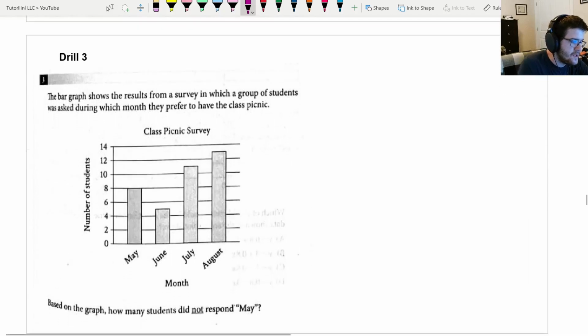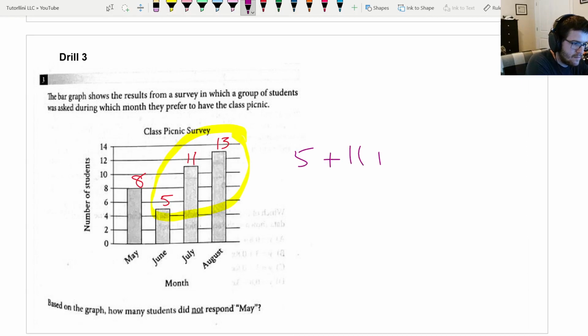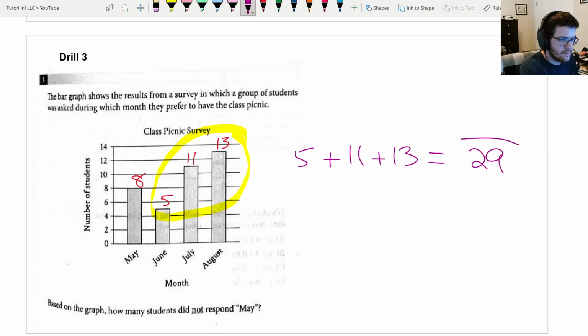Based on the graph, how many students did not respond May? Okay, so this is 8, 5, 11, and 13. And we want to know how many did not respond May. So that's these ones. And so that's 5 plus 11 plus 13. And that gives us 29, which is correct. Great, let's keep going.